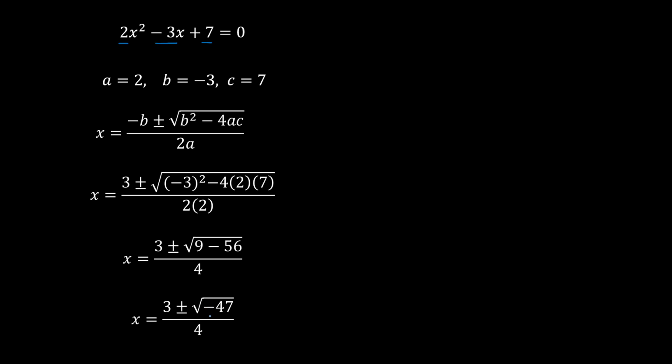So to get rid of the negative in the radical, I can break it up into 2 radicals, where I have the square root of negative 1 times the square root of 47, and the square root of negative 1 is just going to be i. So we see here our solution is going to be 3 plus or minus i times the square root of 47.